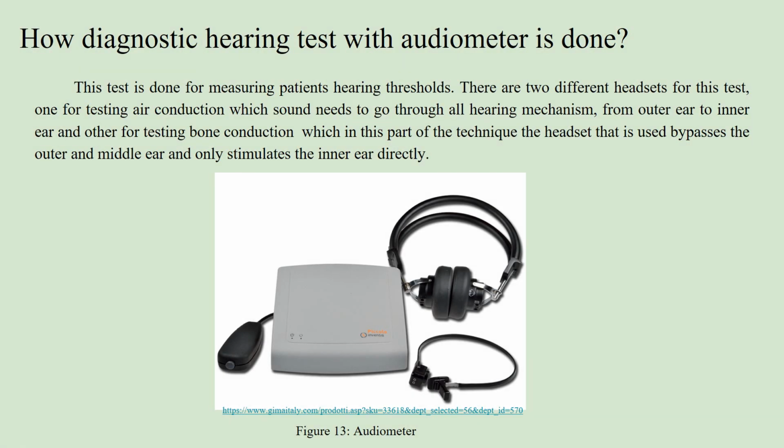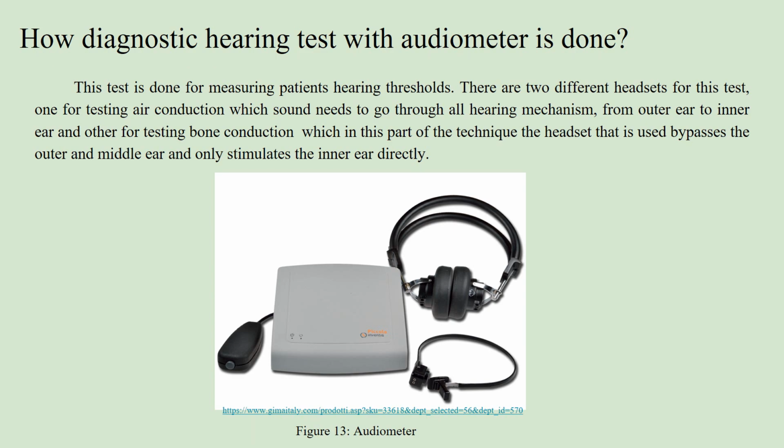Diagnostic hearing test is used to measure hearing thresholds of people. There are 2 different types of tests. One of them is the air conduction test and the other is the bone conduction test. In the air conduction test, sounds need to go from the outer ear to the middle ear and the inner ear, so they go through all the hearing mechanism. But in the bone conduction test, the headset bypasses the outer and middle ear and only stimulates the inner ear directly.